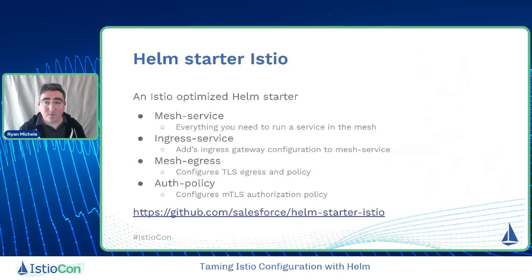At Salesforce, we built the 4 common starters you saw in the earlier demo. The Mesh Service Starter packages everything you need to run a service in the mesh. The Ingress Service Starter is like Mesh Service, but adds ingress gateway configuration. Mesh Egress configures egress routes from the mesh. And finally, Auth Policy configures Istio authorization rules for mutual TLS.